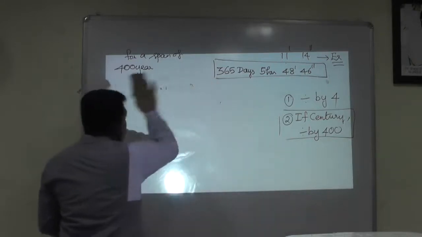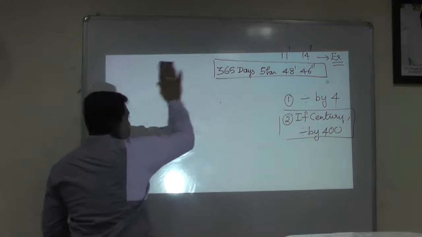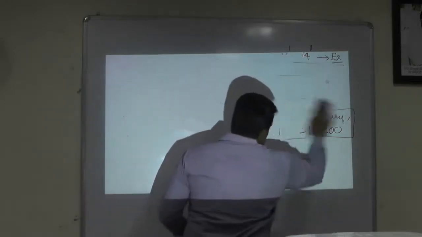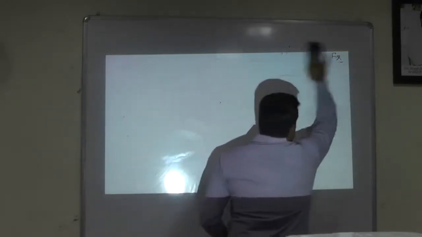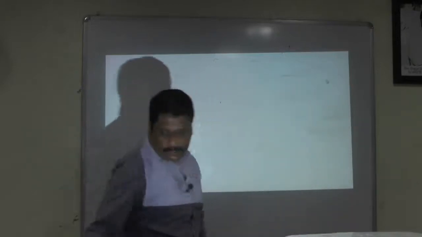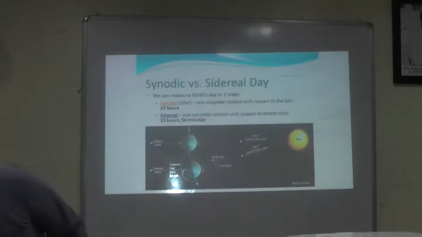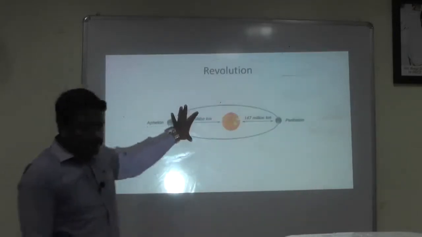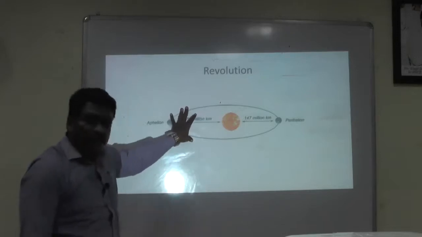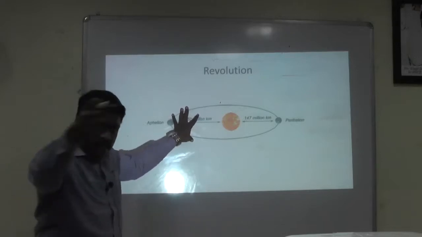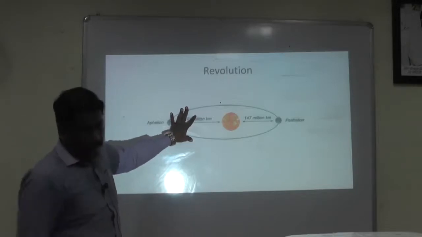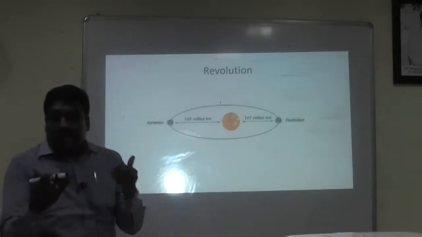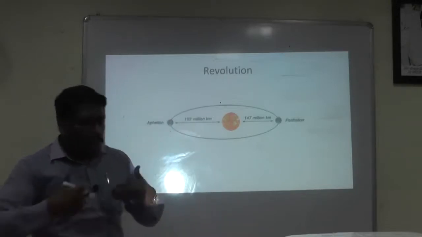So some of the facts about revolution also we have seen, my friend. Now proceeding further. When I talk about revolution, what is revolution? N number of times we say, the movement of Earth around the Sun, you call that revolution. Now comes the question: what exactly is the path of its orbit?